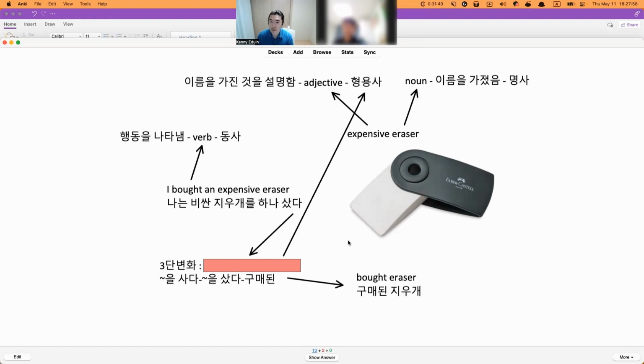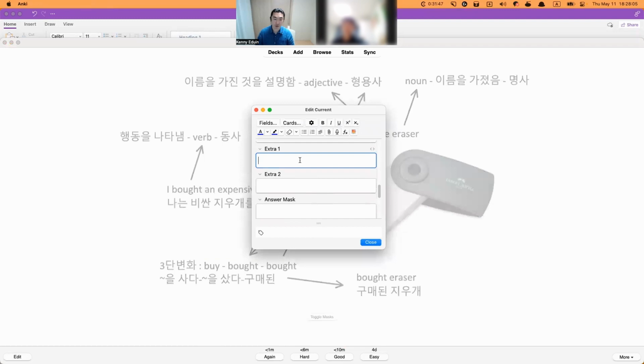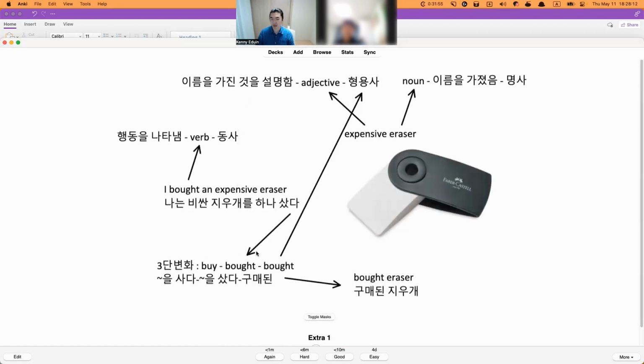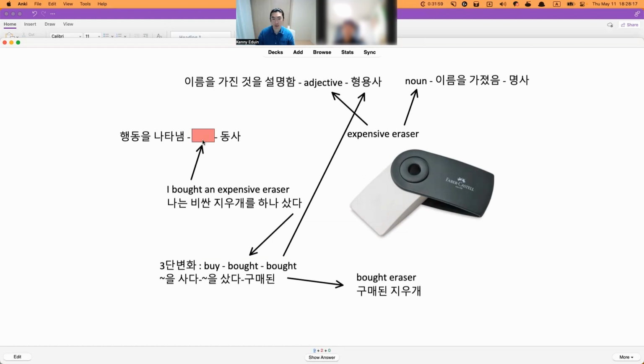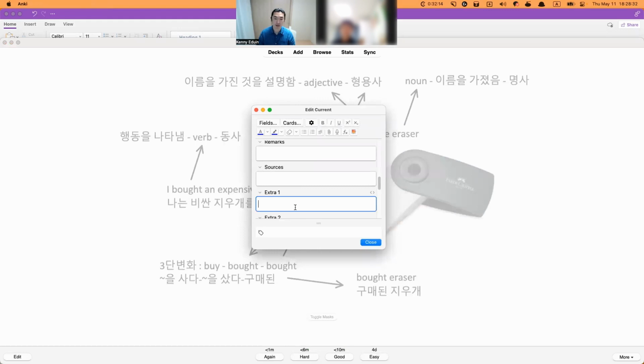By boat. Okay, so I'm going to record it. By boat, by boat. Good. By boat. And next, what about this? Verb. Yeah, right. Okay, you understand.